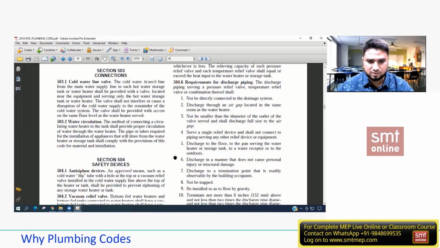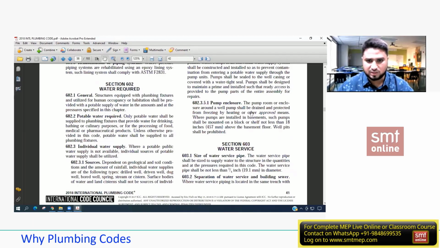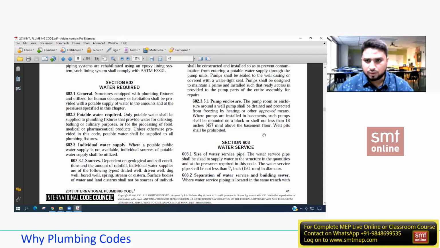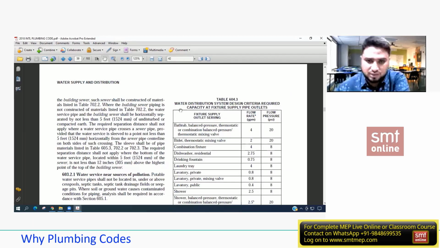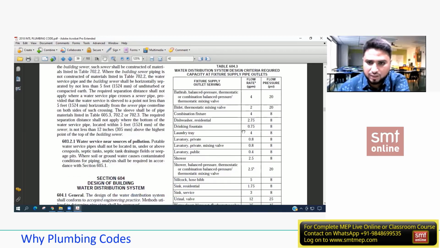I'm using the IPC, table number 604.3. Is this table visible online? Yes or no? This is water distribution system design criteria, required capacities of fixture supply pipe outlets. These are all the listed fixtures over here, and here is the flow.